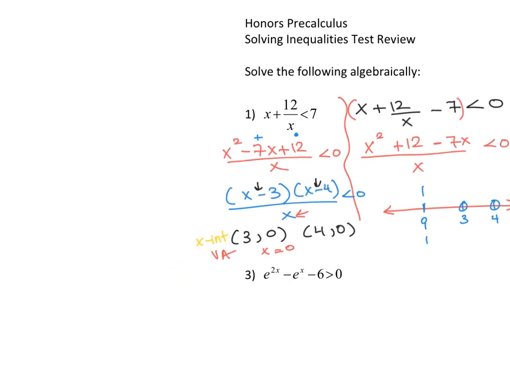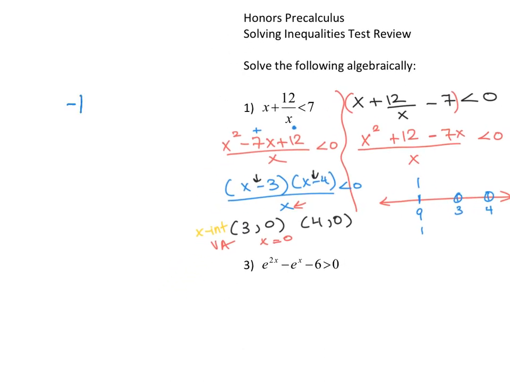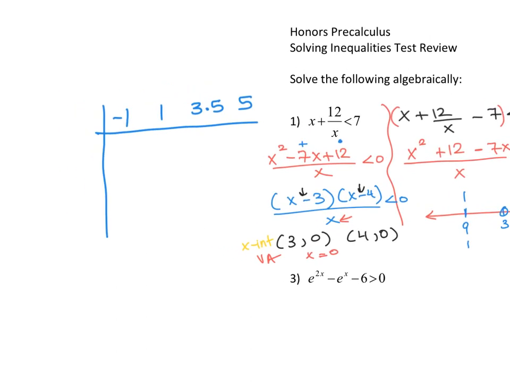So I'm going to check, let's say, negative 1. I also want to check 1. I want to check 3.5, and let's say 5. Okay? So let's check them for every single factor. So that's going to be x minus 3, and x minus 4, and x. So negative 1 will make this negative. 1 will make this negative. 3.5 will make this positive, and 5 will make it positive. Negative 1 will make this negative, negative, negative, and then positive.